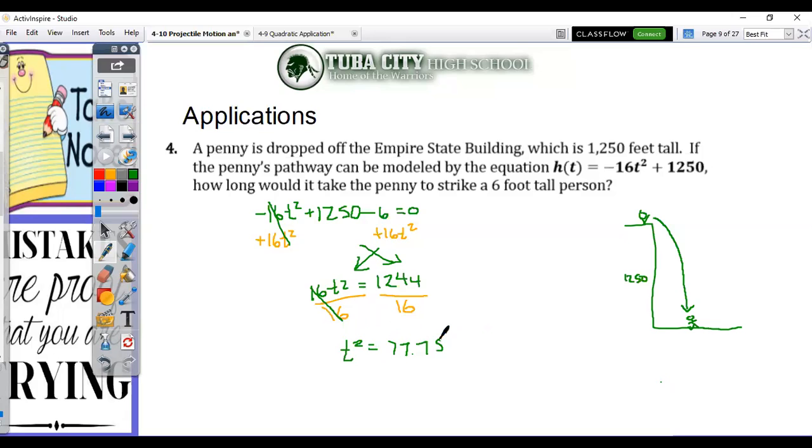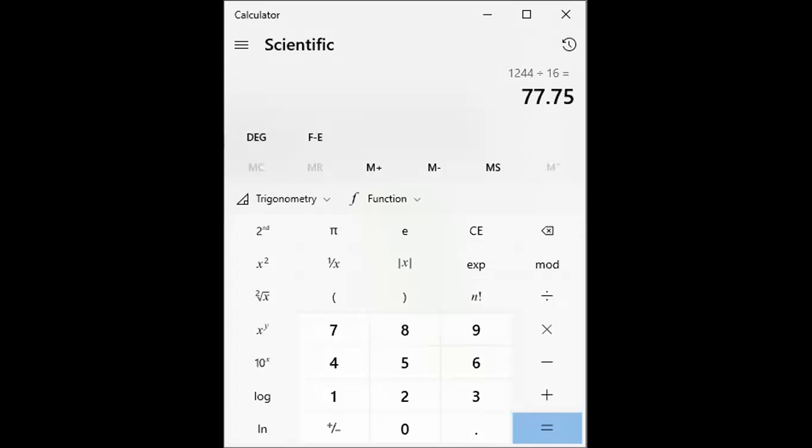77.75. Now it's called the square root property because to get rid of this 2 power or the square, I am going to take the square root of both sides. I already did this off screen. Let's take the square root of that and see what we get. So we get this number, 8.82. I'm going to round it to 2 decimal places. The question does not tell us where to round it.